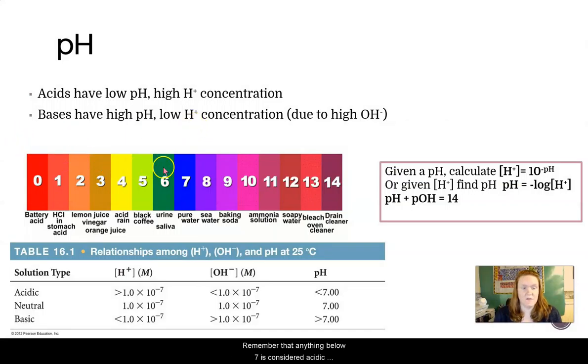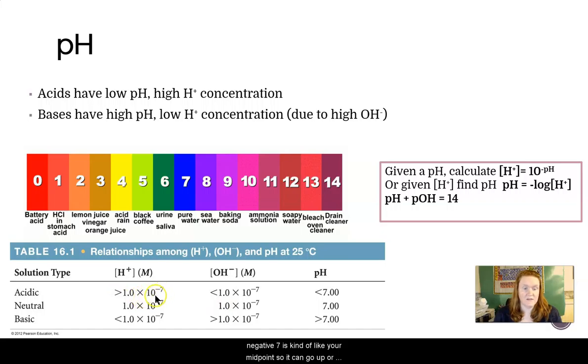Remember that anything below 7 is considered acidic. Everything above 7 is considered basic. And so what that actually means is summarized in this really nice table from your textbook. Acidic, meaning below 7 pH, has a greater concentration of hydrogen ion.